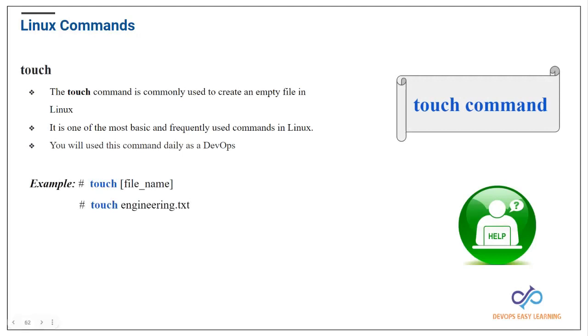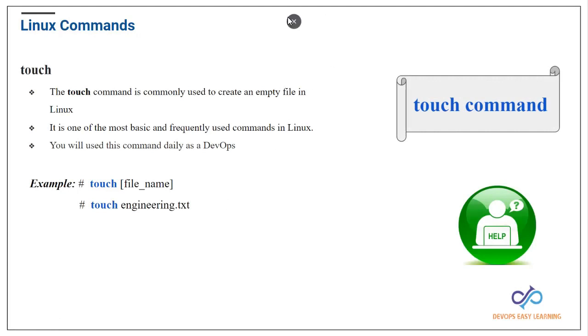In Linux, you don't have a graphical user interface, right? That means you need to know a command to create that, and that command is called a touch command. You just type touch and follow it with the file name. For instance, here we say touch engineering.txt, where .txt is just the extension of that file, and it's going to create a file called engineering.txt.